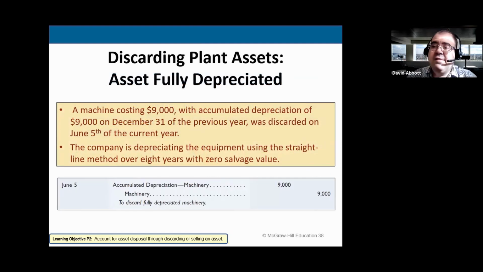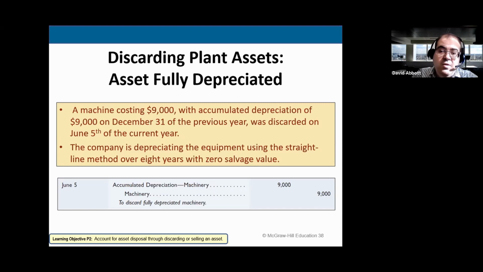Discarding a plant asset that was fully depreciated. A plant asset is discarded when it is no longer useful to the company and it has no market value. To illustrate, assume that a machine costing $9,000 with accumulated depreciation of $9,000 is discarded. When accumulated depreciation equals the asset's cost, it is said to be fully depreciated, with zero book value. The entry to record the discarding of the asset is shown on this slide.